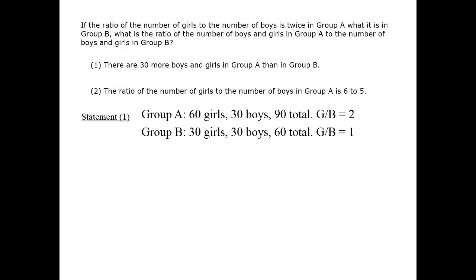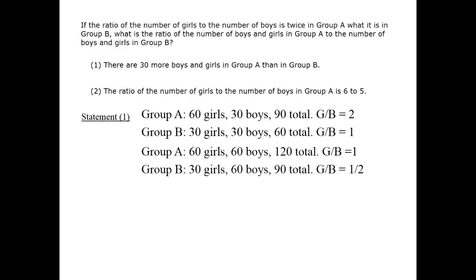To come up with another case, we can adjust the GB ratios and still be sure to work in whole numbers, since girls and boys must come in integer numbers. That can lead us to a case such as the following. Here, the GB ratio is still twice in Group A what it is in Group B, and the total number of girls and boys is still 30 more in Group A than it is in Group B.